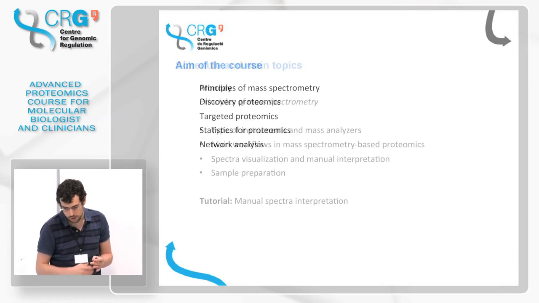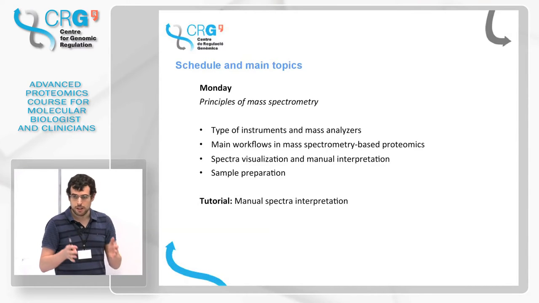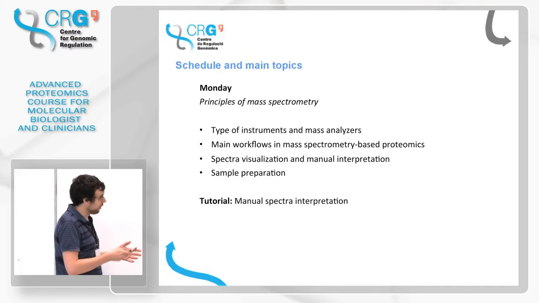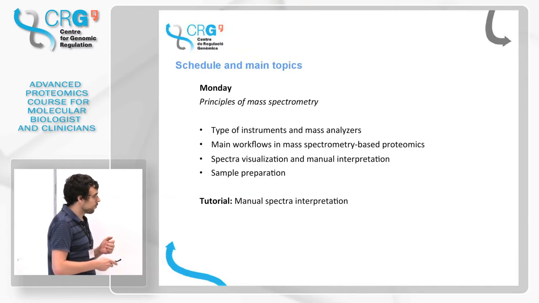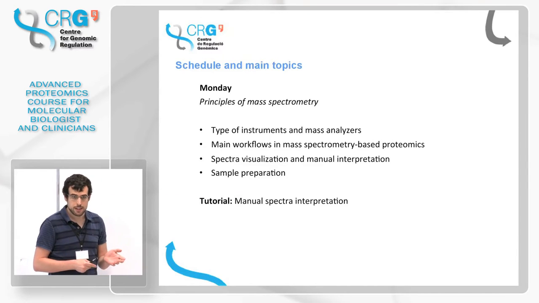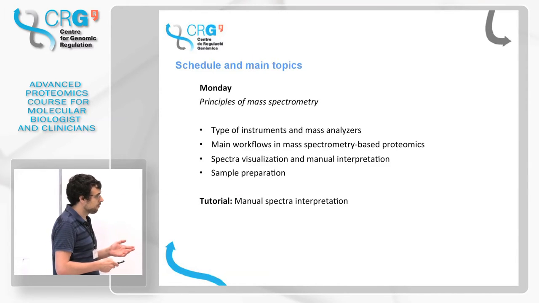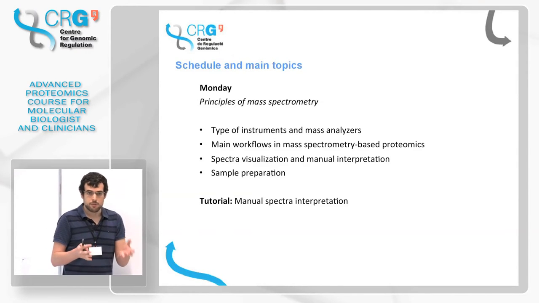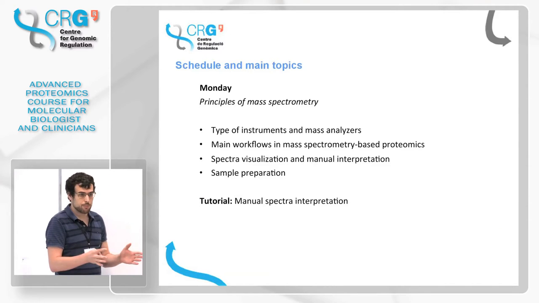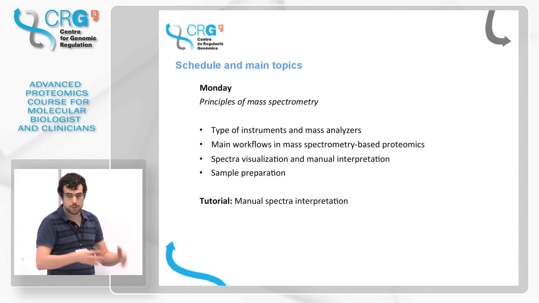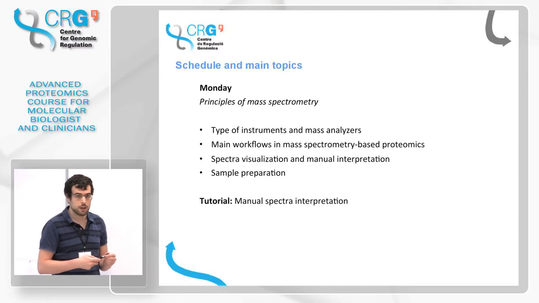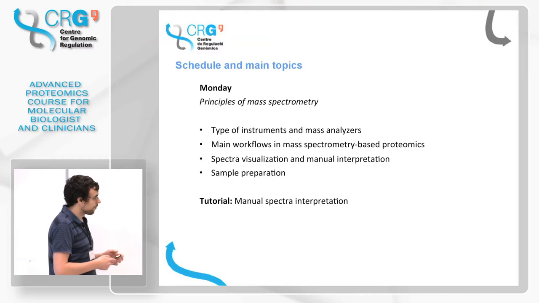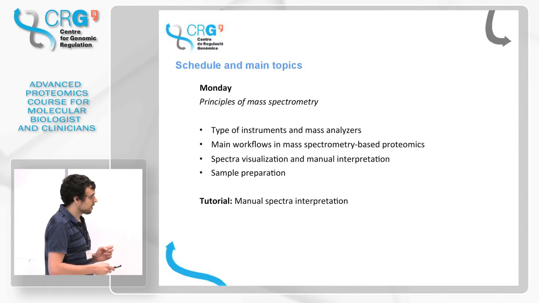And we have organized this by days, so every day has a topic. For example, the topic of today will be principles of mass spectrometry, and we will review which types of instruments and mass analyzers exist, which are the main workflows in proteomics, and how to visualize and interpret the spectra. The spectra are the data that we get from the mass spec, so we will see how to interpret them manually, and then build on this to do it automatically. And then also some information about sample preparation.